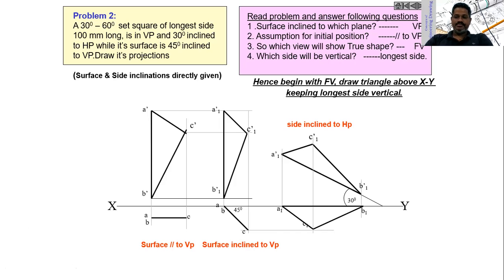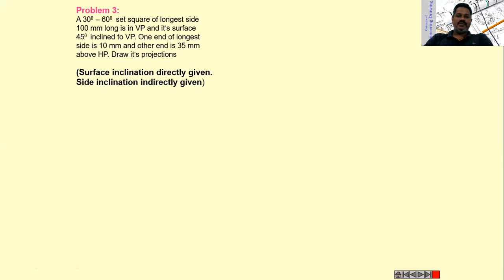The first case is the surface of this set square is 45 degrees to vertical plane, and the other condition to satisfy is the longest edge is 30 degrees with the horizontal. Both the cases we have adopted and drawn the projections for the set square when the set square is making 45 degrees with the vertical and the longest edge is 30 degrees with the horizontal. This is the projections of the set square. Then let me move further to take one more example.